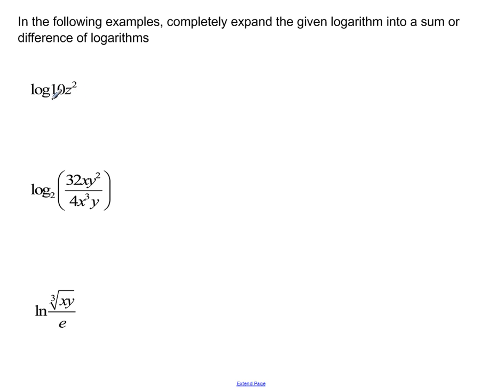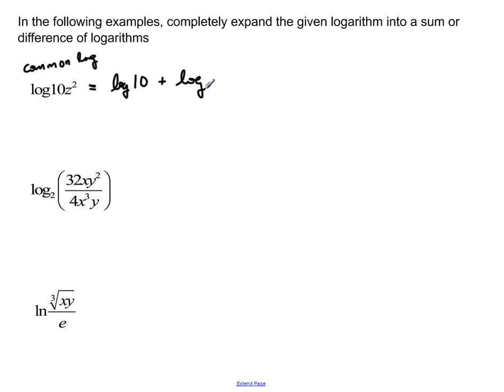That base, remember, if you don't see the base written there, we consider that to be a common logarithm. And the base of a common logarithm is, everybody? That's right, it's 10. So when I rewrite this expression, let's think about what rules we're going to be using right here. For one thing, I know that I've got a product of two quantities, 10 and z squared. So I'm going to split it apart using my product rule.